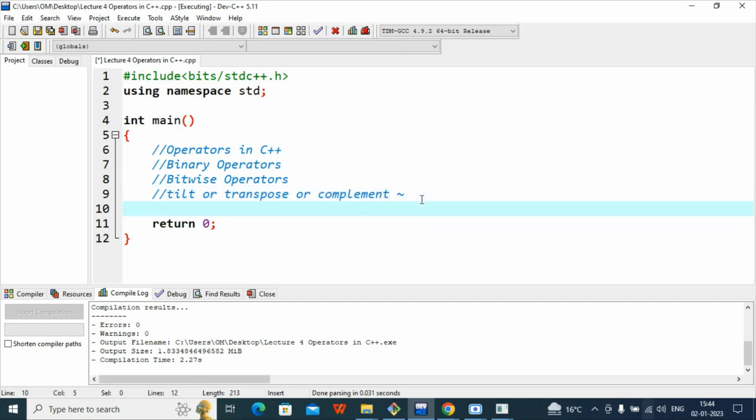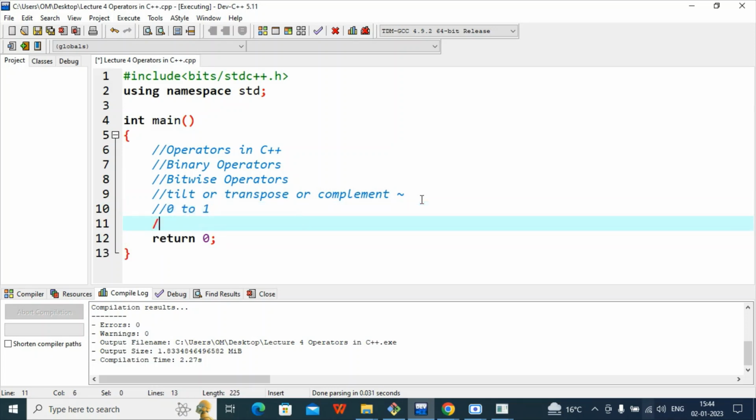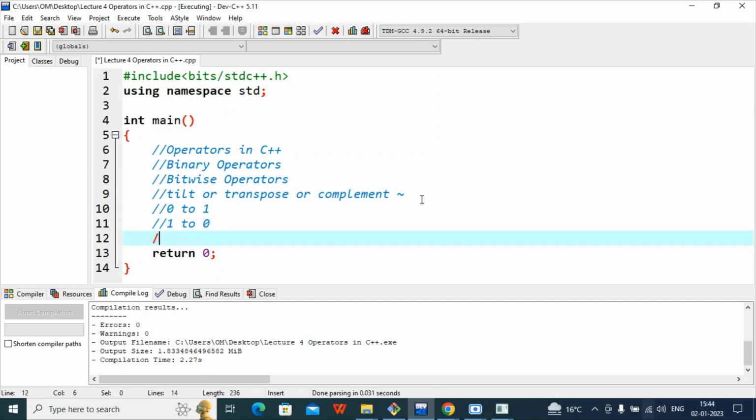Okay, what it will do? Very simple. It will convert 0 to 1 and 1 to 0. It will oppose this number, it will turn the bits, कहते हैं ना? Like we used to say, she has turned the tables. Okay, she has turned the tables, like that. He has turned the tables, like turned the bits.